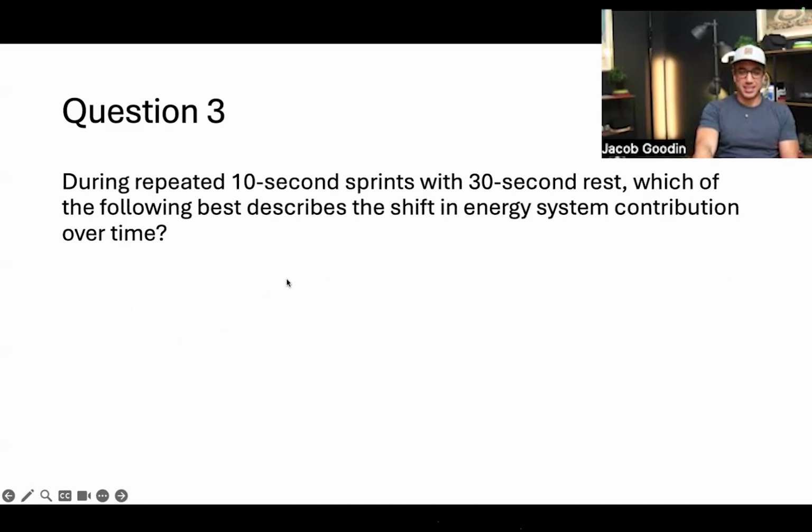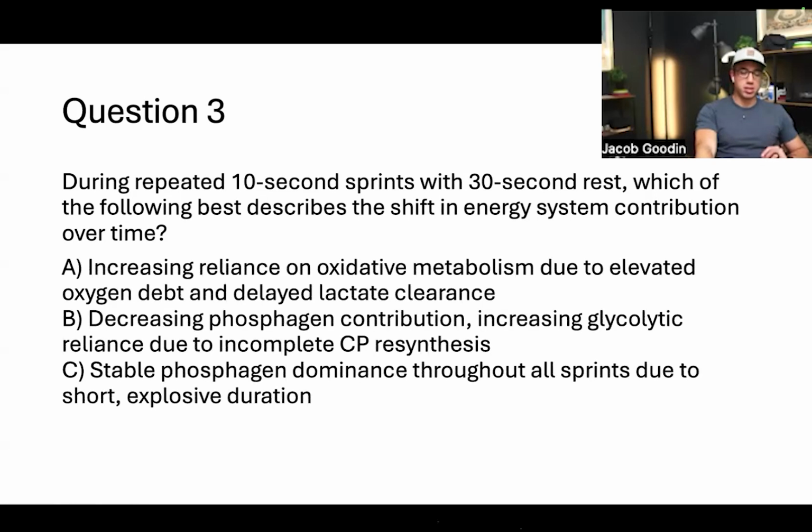Okay, question number 3. During repeated 10-second sprints with 30 seconds of rest, 10 on, 30 off, which of the following best describes the shift in energy system contribution over time? All of these questions, I intentionally made them a little bit harder than basic recall. A, is it increased reliance on oxidative metabolism due to elevated oxygen debt and delayed lactate clearance? Think about that for a second. Increased reliance on aerobic oxidative metabolism due to oxygen debt and delayed lactate clearance.